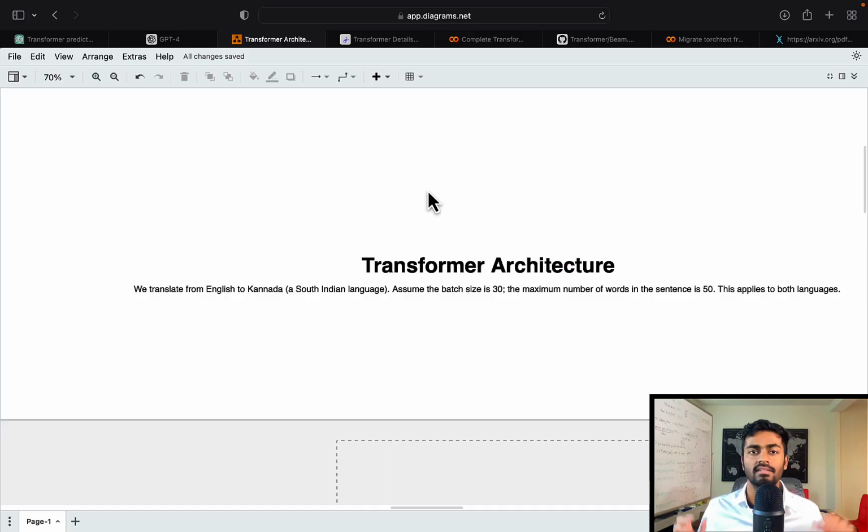Before starting this out, let's lay out some hyperparameters that we're going to be using through the conversation. So we're translating from English to Kannada. We'll assume that the batch size is 30. The batch size means that we are passing in 30 sentences at once through the network in order to update the weights of the entire network once. And the maximum number of words that a sentence can possibly have is 50. And this applies to both languages to keep it simple and consistent when we're seeing it in the diagram.